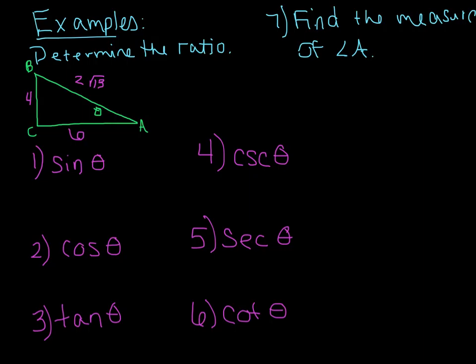So if I want sine, I know sine is opposite over hypotenuse. So looking at this triangle, my opposite side is going to be 4. So I have 4. And my hypotenuse, opposite the right angle, which should be labeled, is 2 radical 13, or 2 square root of 13. So I have 2 square root of 13.